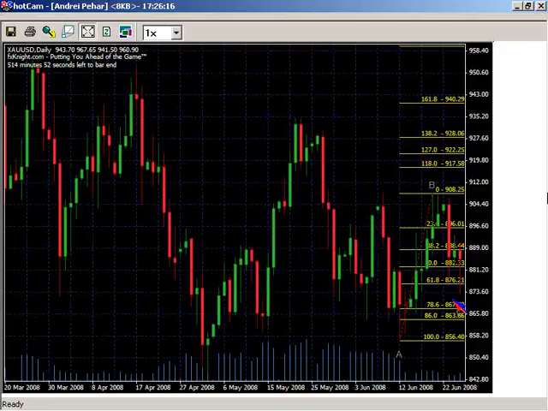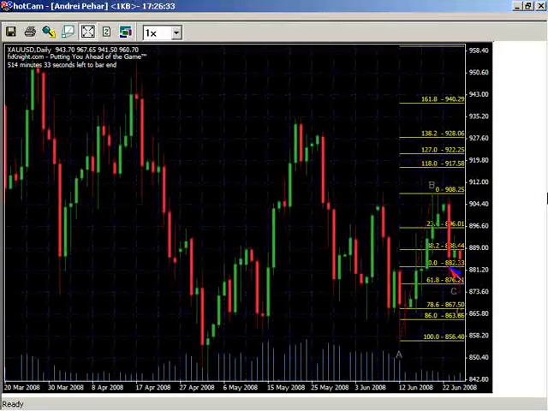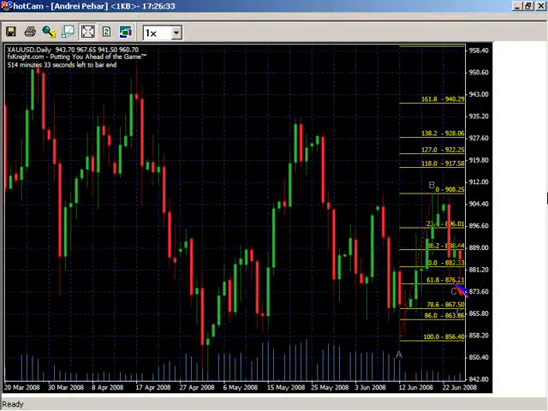There it is. So this is our point C. Both of these wicks kind of came to an end right there. Trade bias could be fundamental. It could be prior price action.